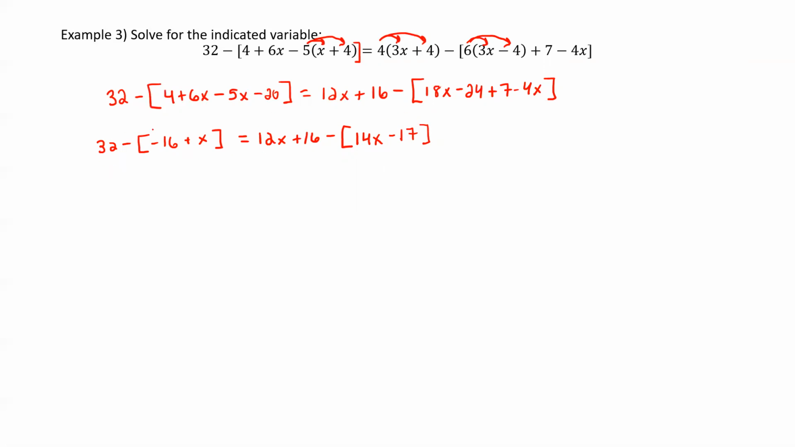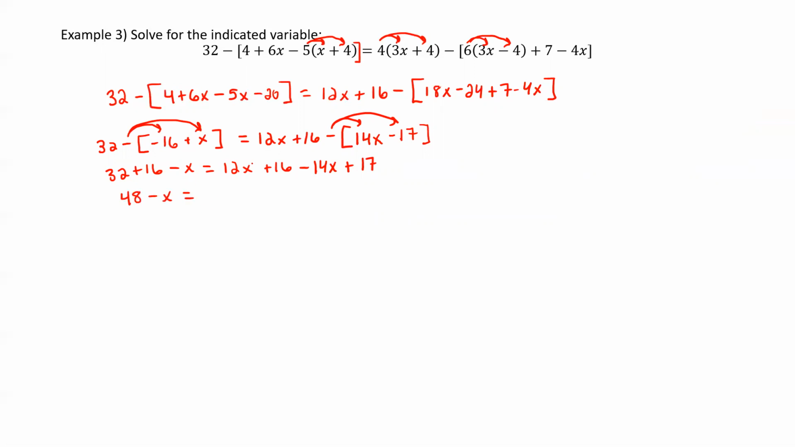So next, we want to get rid of these brackets. So let's distribute our negatives to the rest of these contents. So that'll be 32 plus 16, and then minus x equals 12x plus 16. Distribute the negative here. So that would be minus 14x plus 17, because we have a negative times a negative. And now this is done. Let's get our variables simplified even more. So we have 32 plus 16. That'll give us 48 minus x on the left side.